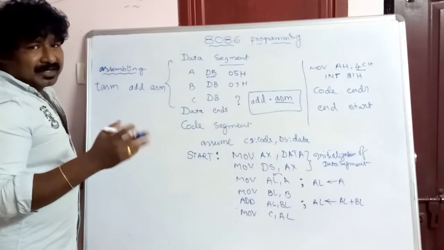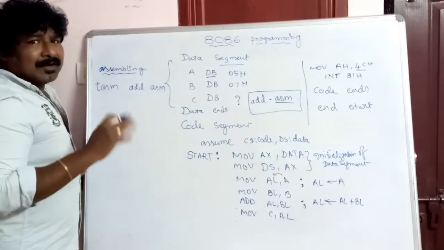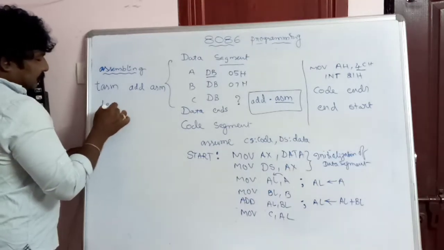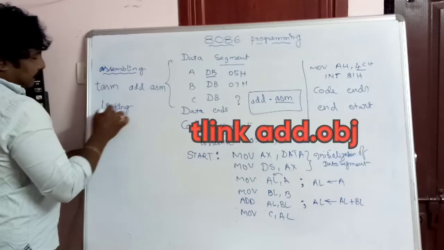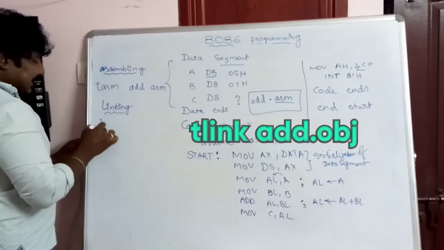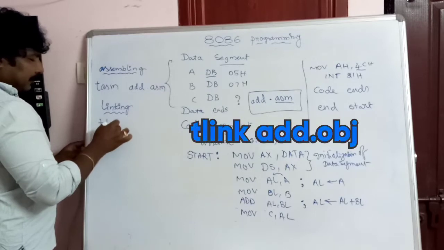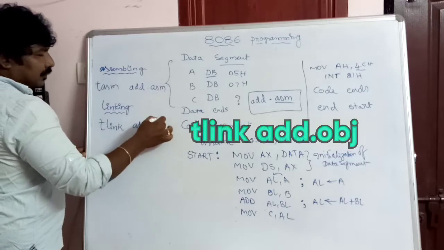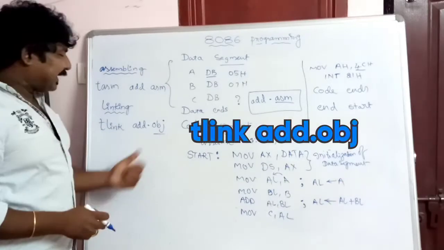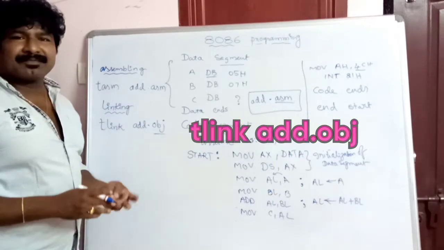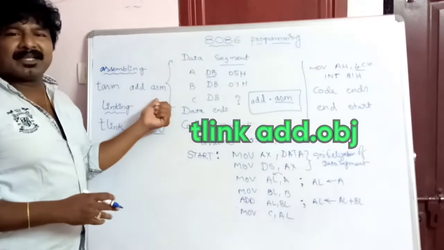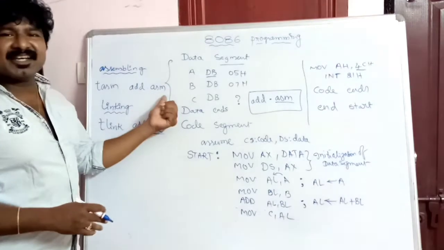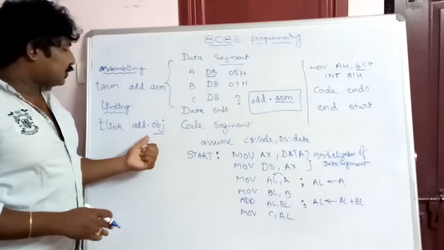If there are no errors and warnings, it tells me so, and I have to perform the link operation. That means t-linking. So for linking, the command is tlink add.obj. So what is this .obj, and where does it come from? OBJ stands for object file. When you assemble your program, it is converted into an object file, so the file extension automatically changes from .asm to .obj.